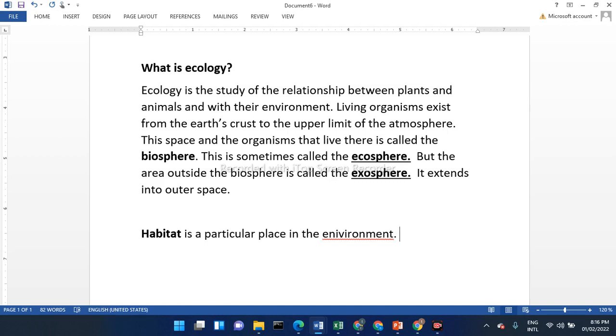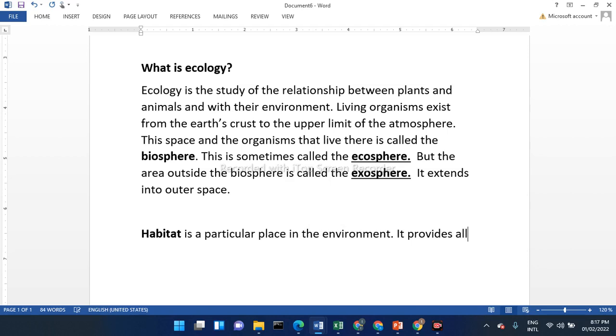That's important. And the reason why the animal is going to live there is because what? Why do you think that the animal is going to live there?